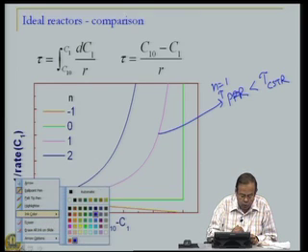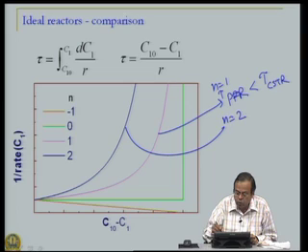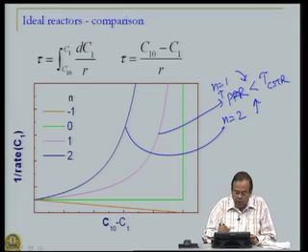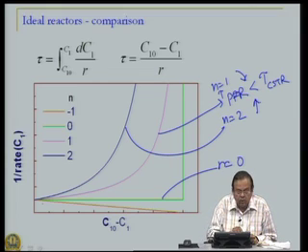For n equal to 2, we see that qualitatively the behavior is the same, that is, 1 over r versus C10 minus C1 is increasing. So, we can expect for n equal to 2, this will be the case. What about n equal to 0? The flat line.